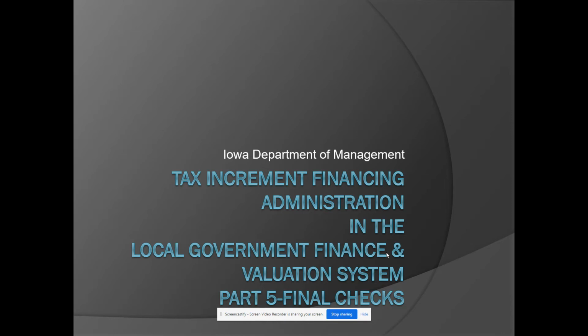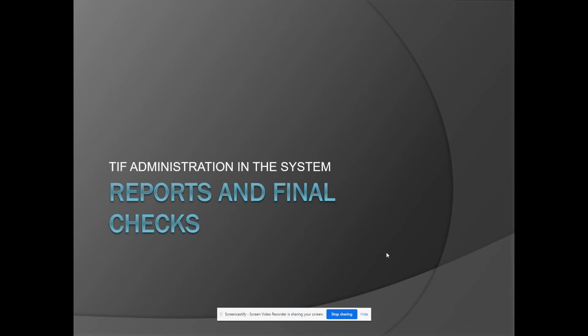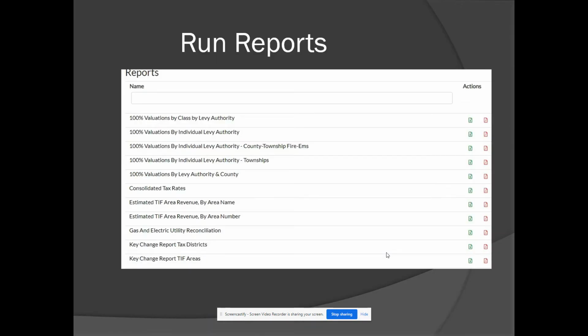And in part 5, this is basically just a reminder of some of the things that you're going to want to double check before you actually file your values with DOM, as far as checks for TIF administration and handling within the system. So to do some checks in the system, it's always wise to run reports, right? So you're going to want to take a look at different reports that exist to make sure that you're seeing the type of valuation and estimated revenue that you expect or that you're seeing on your local system.